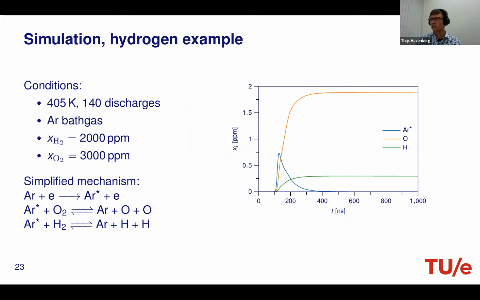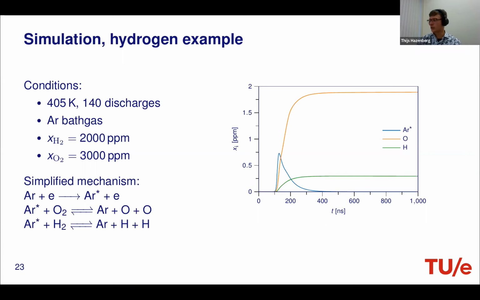Okay, so how does this typically look? So we have a very diluted mixture where we only have 2000 parts per million of hydrogen, 3000 parts per million of oxygen, and the rest is argon. Experiments are done in this reactor at 405 Kelvin, which means that there will be 140 plasma discharges.